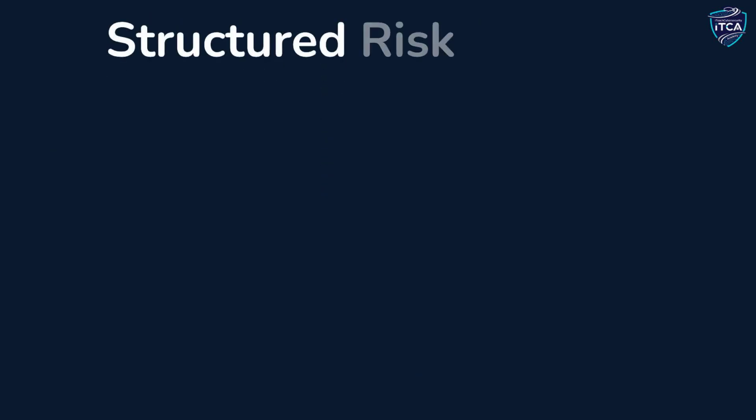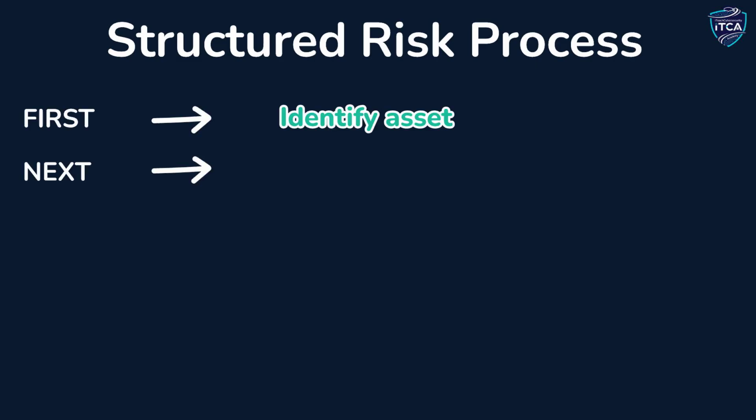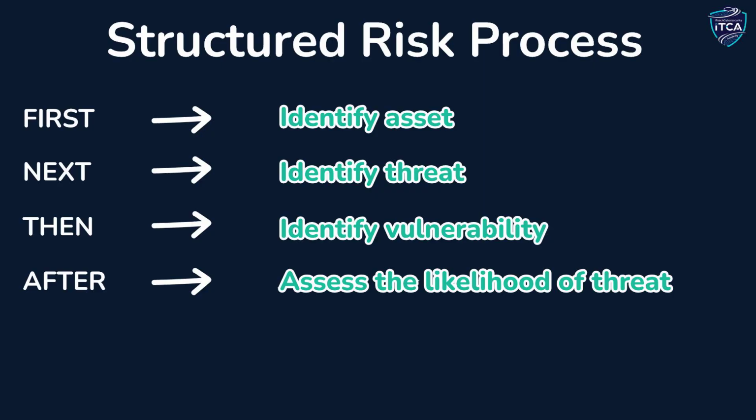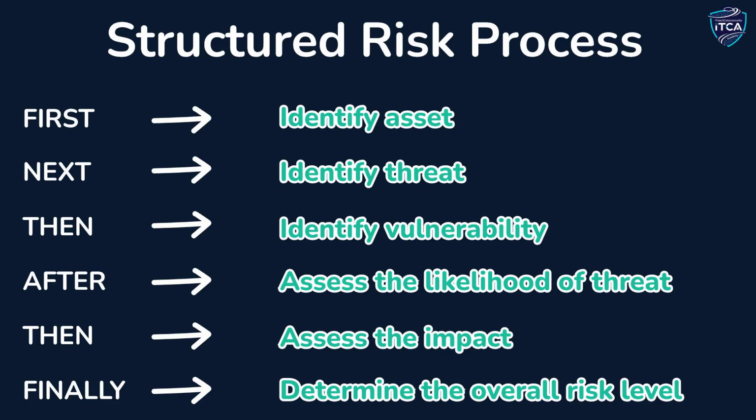To score risks properly, professionals follow a structured process. First, identify the asset. Next, identify the threat. Then, identify the vulnerability. After that, assess the likelihood of the threat occurring. Then, assess the impact if it does occur. Finally, determine the overall risk level. This step-by-step approach ensures risk assessments are consistent and defensible.